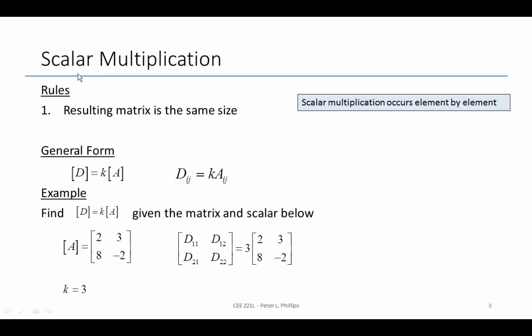Next is scalar multiplication. So a scalar is just a constant value, and so the only rule here is that the resulting matrix is going to be the same size as the original matrix. So if we say that D is equal to the scalar K times the matrix A, the general form written out is Dij equals K, which is the scalar, times Aij, which is the element in the matrix A. So another example here, let's look at the matrix A and a scalar K equal to 3. So if we write this out, we have a 2 by 2, which is equal to 3 times our 2 by 2 matrix A here.